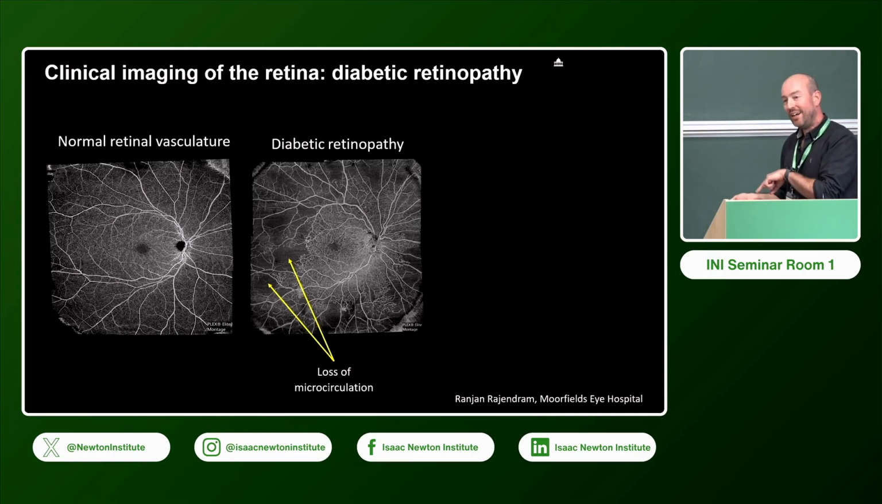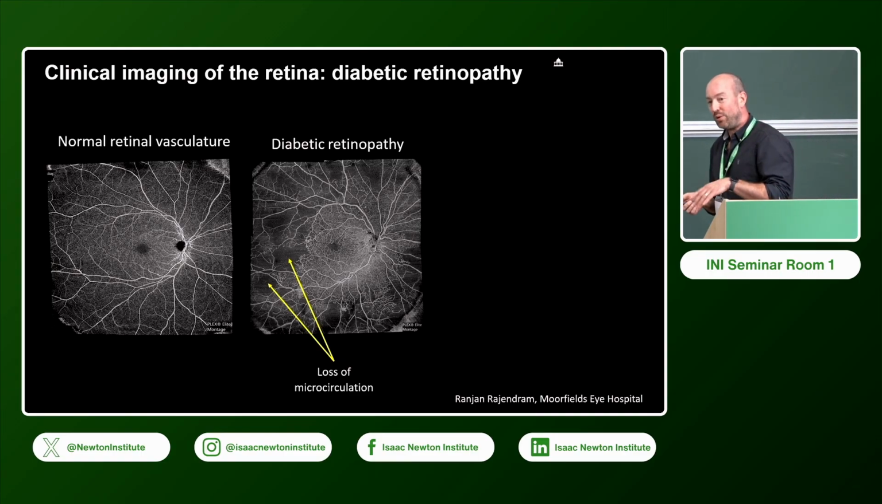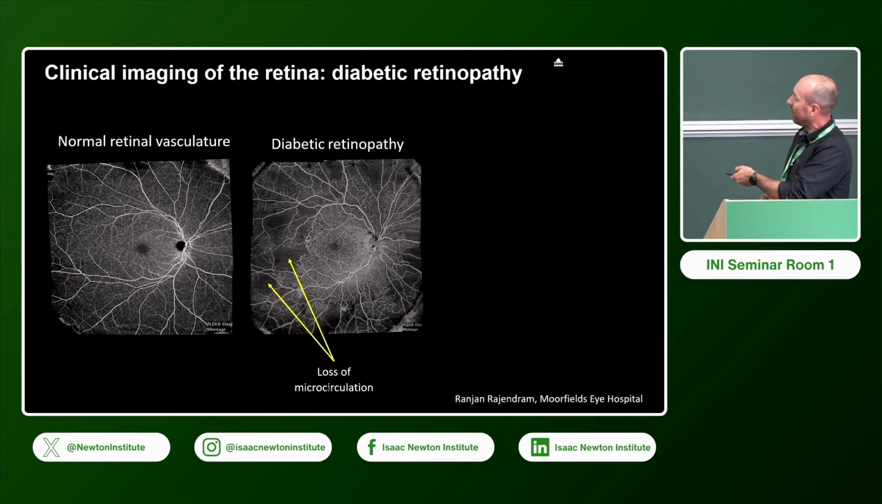So, segue to retinas. We were doing this work, and I was approached by Ranjan Rajendram, who's an ophthalmologist at Moorfields Eye Hospital, who showed me these images that he can take of the retina. I'm showing a 2D projection here, but these are 3D. This is optical coherence tomography angiography images. And you can get this exquisite detail from individual patients, showing where the retinal arteries and veins come out of the optic nerve. They then bend around the macula, which is the structure for detailed vision.